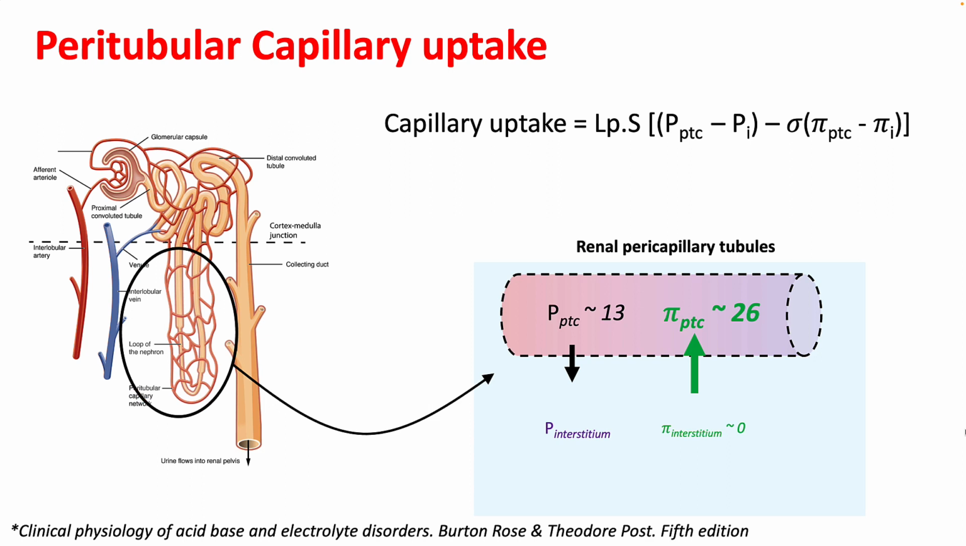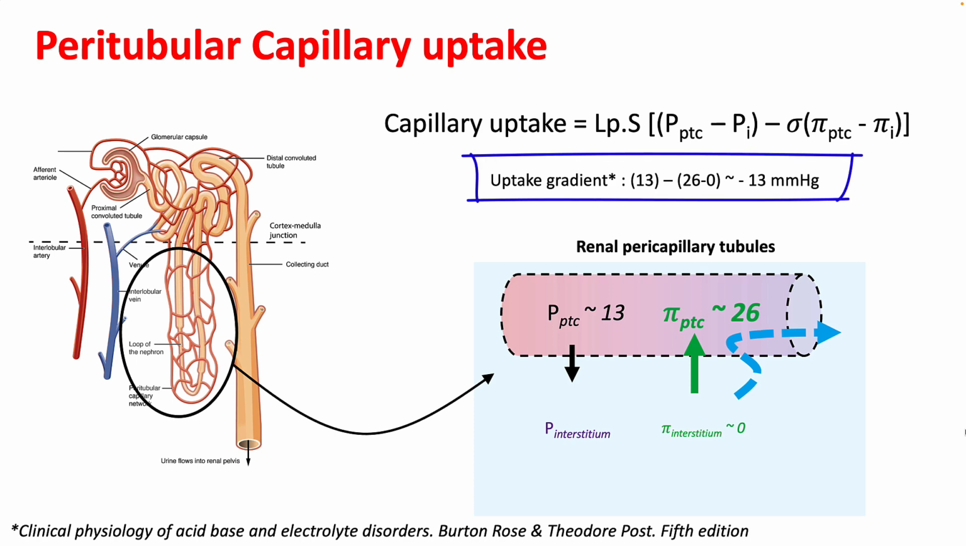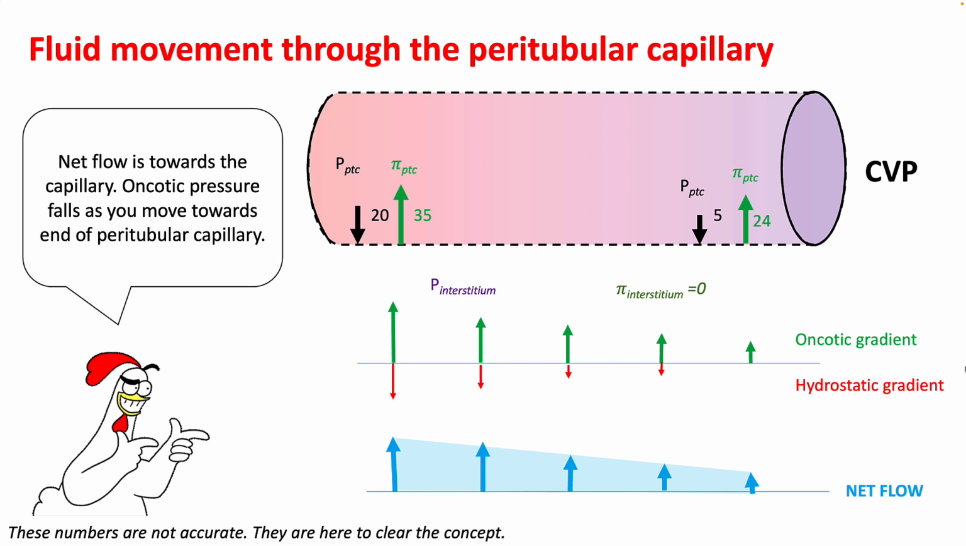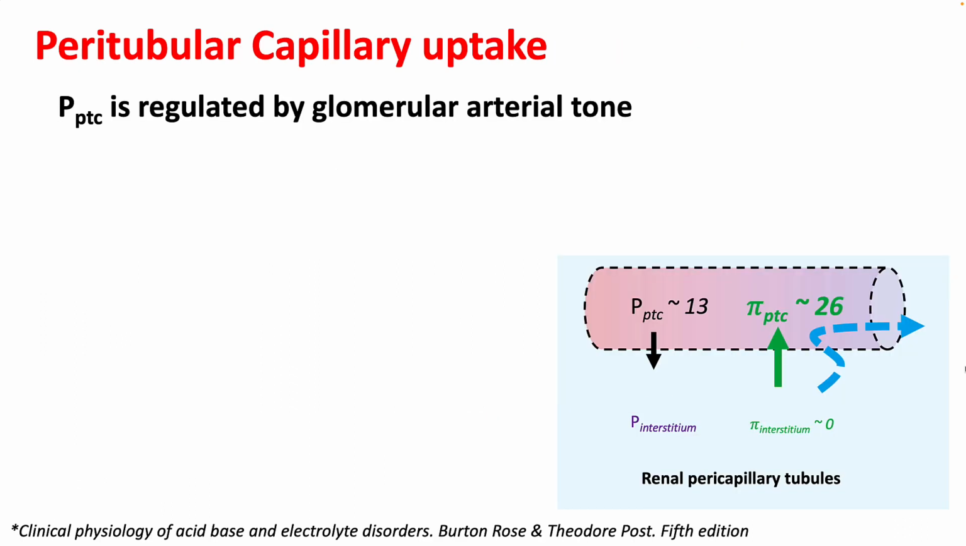The capillary pressure in the peritubular network is much lower, on the order of 13 centimeters of water. However, because of the filtration of water in the glomeruli, the oncotic pressure in these capillaries is much higher. So the net gradient is towards movement of water into the capillaries, and the uptake gradient is around 13 millimeters of mercury. The net flow in peritubular capillaries is towards the capillaries, and as you move towards the end of the peritubular capillary, the oncotic pressure gradient falls as it gets more diluted.